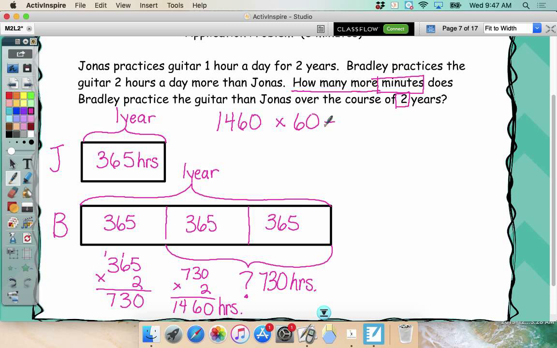And then you're going to write equals, equals, equals. Go ahead. Now, Lillian, I'm going to have you help me here. How would you break this first number apart, 1,460? Times 10. Good. Okay. And Alan, how would you break 60 apart? 6 times 10.